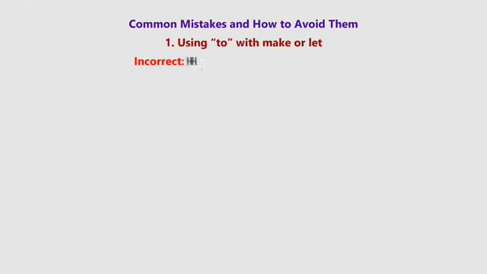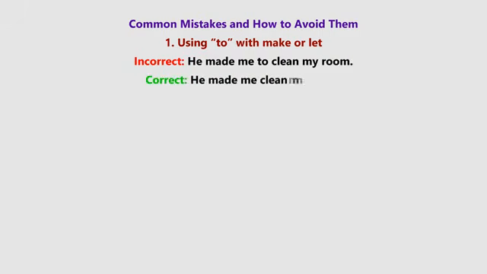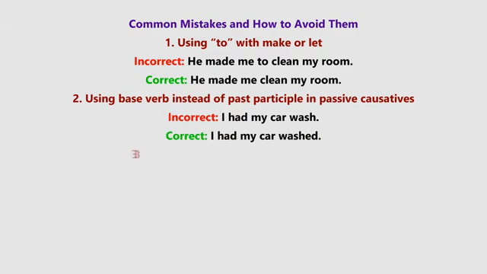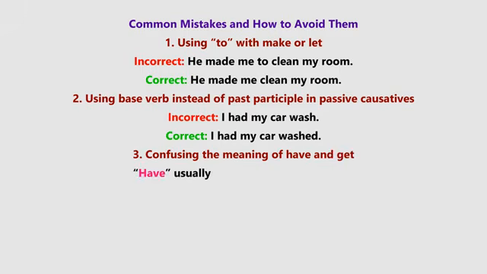Common mistakes and how to avoid them. 1. Using to with make or let. Incorrect: He made me to clean my room. Correct: He made me clean my room. 2. Using base verb instead of past participle in passive causatives. Incorrect: I had my car wash. Correct: I had my car washed.